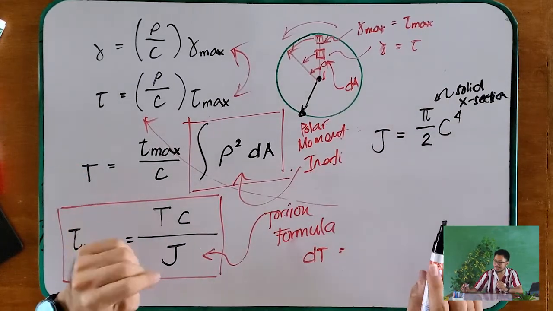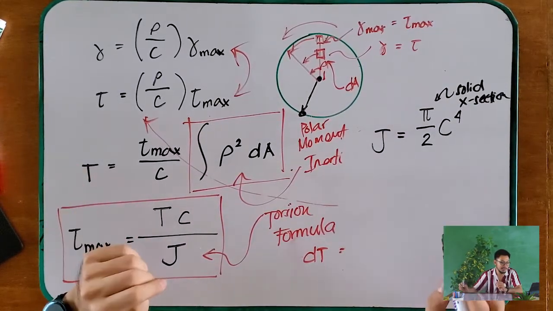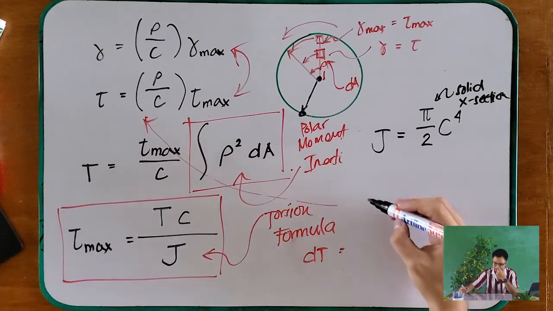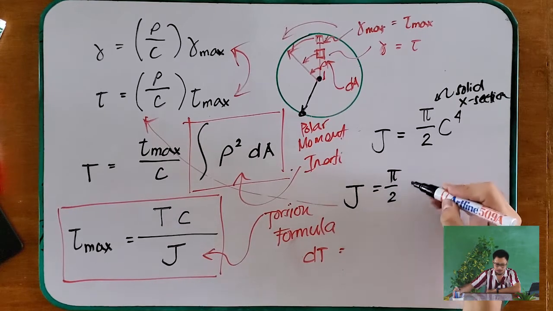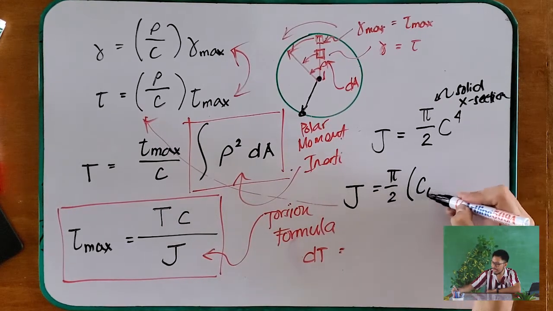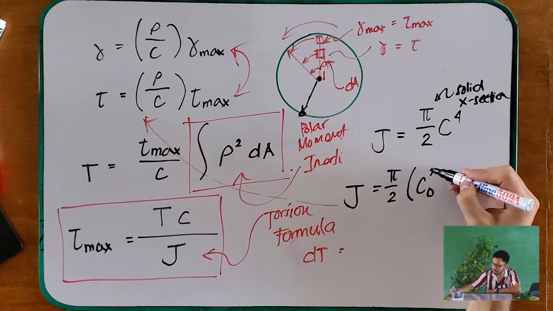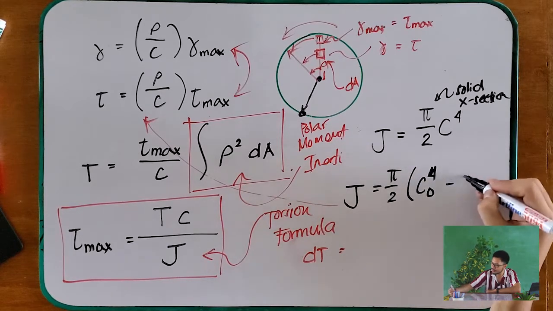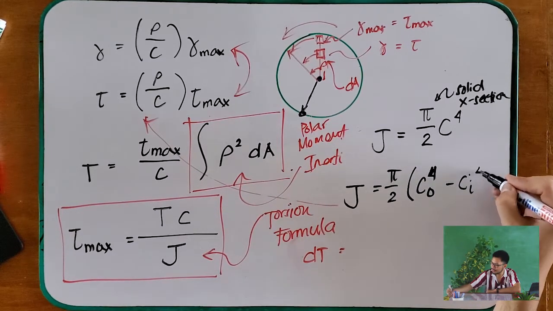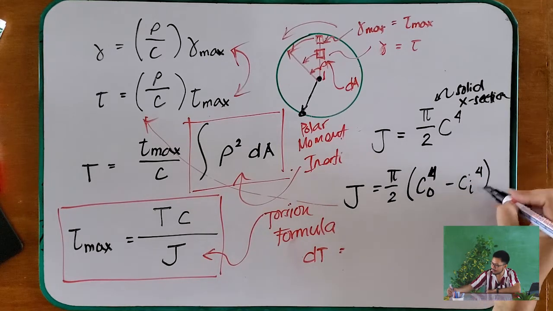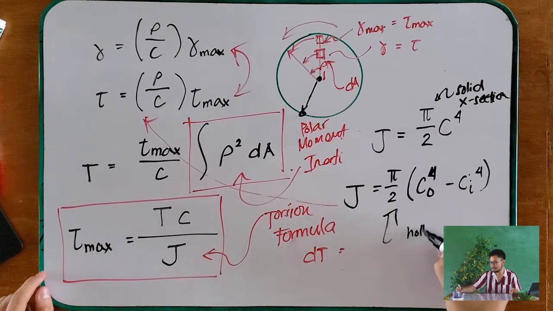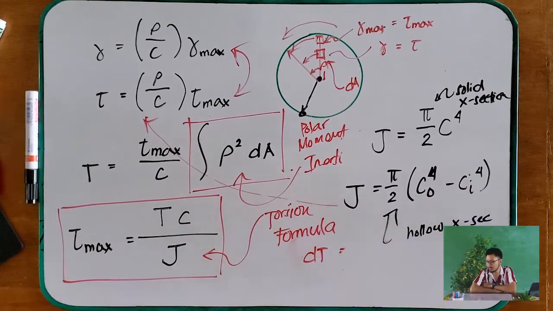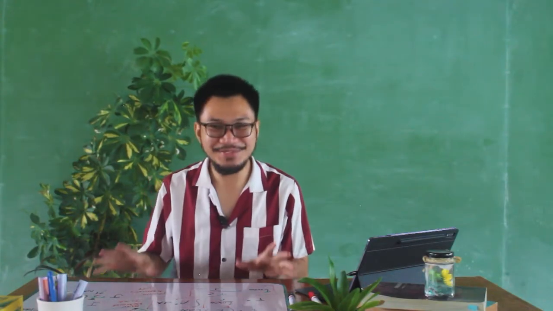And for your hollow cross-section, you have this one: pi over 2, outer to the fourth power minus inner to the fourth power, for your hollow tube. Okay? Nakahimo na ta sa formula.